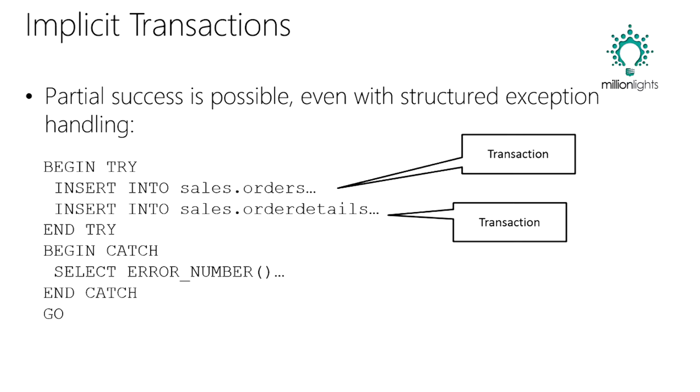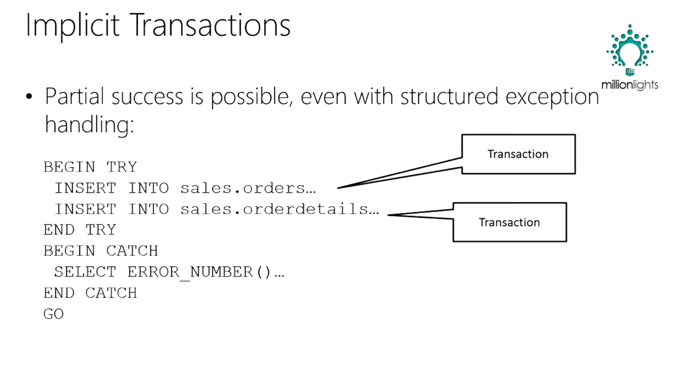What we're not saying is, I want you to roll back those changes. So if we had an insert into the order details table that failed, we wouldn't roll back any changes that we'd inserted into the orders table. So there's actually two transactions going on here.